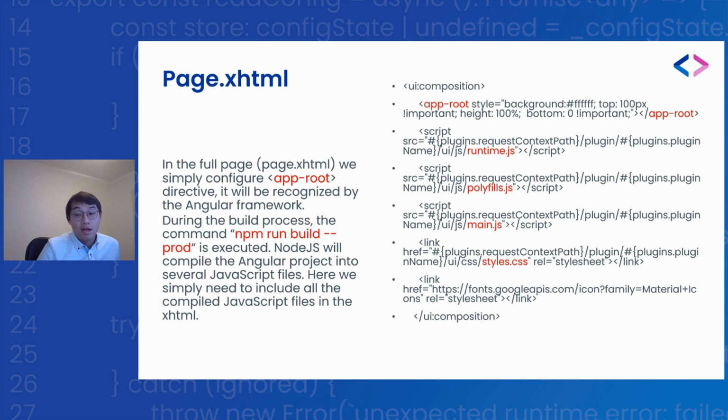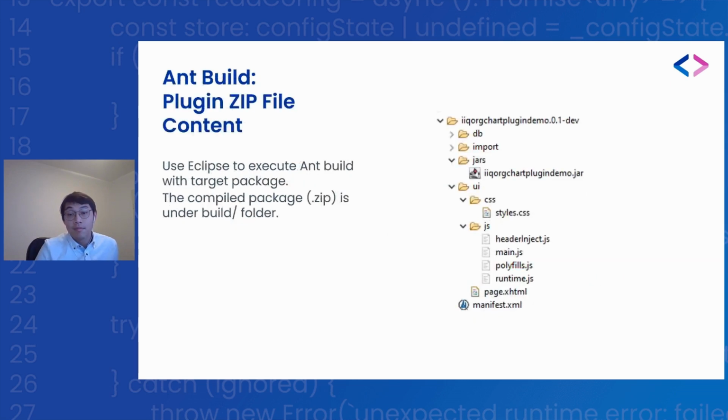The runtime.js file is the utility used by Webpack to load code at runtime. The polyfills.js is a piece of code used to provide modern functionalities on older browsers that do not natively support it. Then we use Eclipse, and in Eclipse, we execute the nbuild with target package. The compiled package zip file will be available under the build folder.